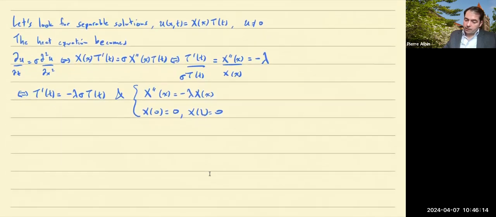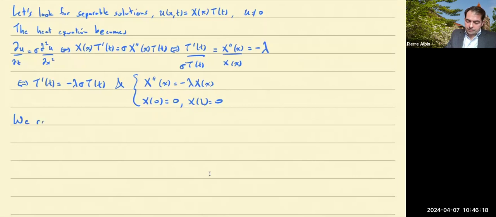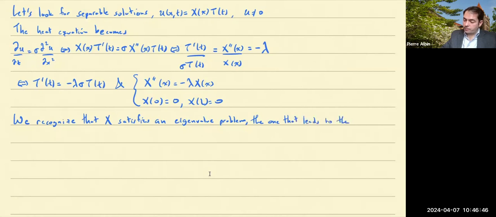Okay. We recognize this boundary value problem that X satisfies is an eigenvalue problem. Right? Specifically, the one that leads to the Fourier sine series. So we already know what the eigenvalues and eigenfunctions are.